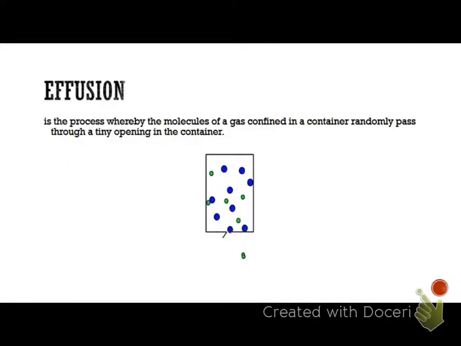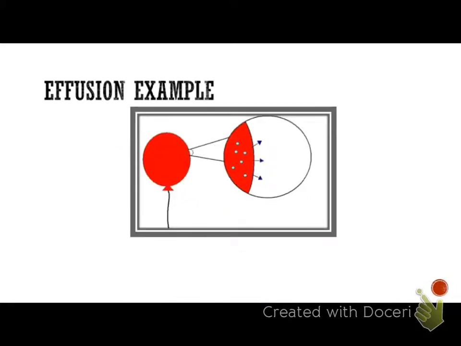Effusion is the process by which gas molecules in a container pass through a tiny opening in the container. The best example of this is getting a flat tire. If you get a hole in your tire, what happens to the air? It effuses out that little pinhole from the nail or whatever poked your tire, and then you have a flat tire. Same thing with a balloon.